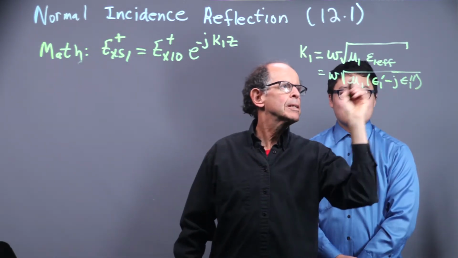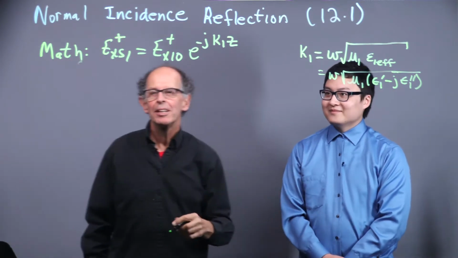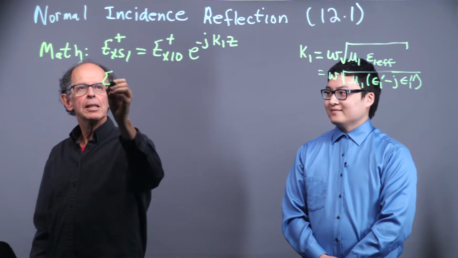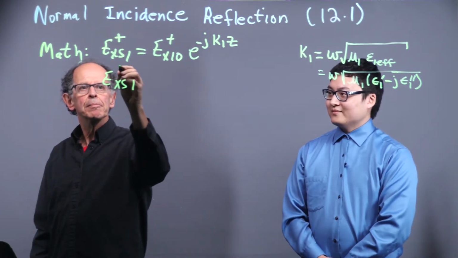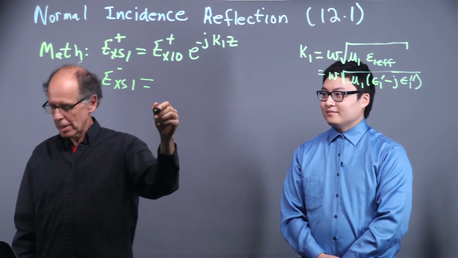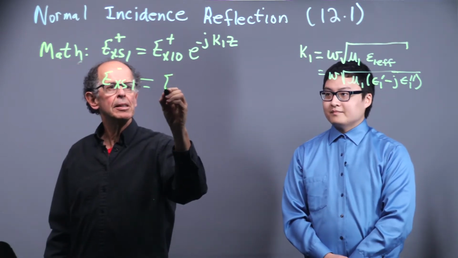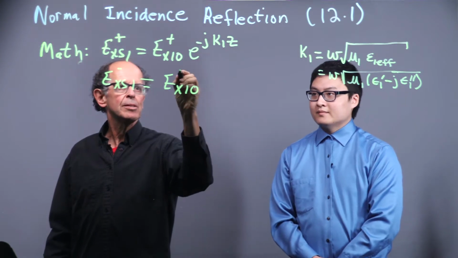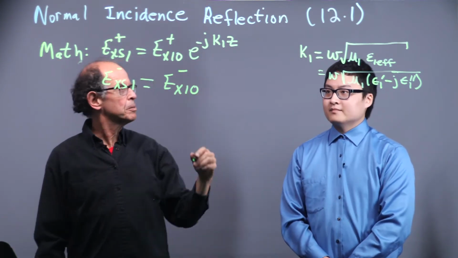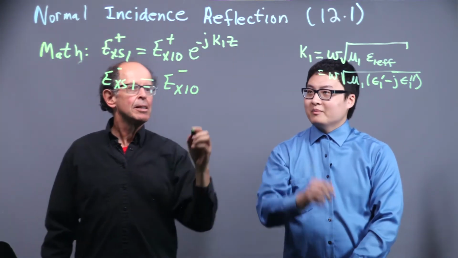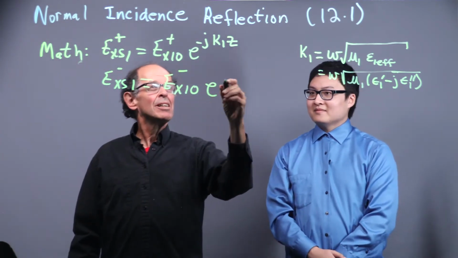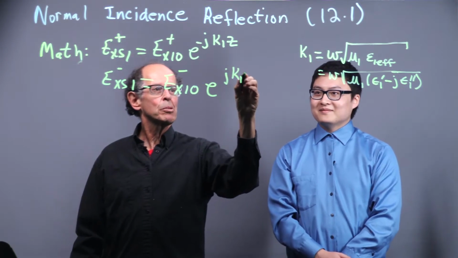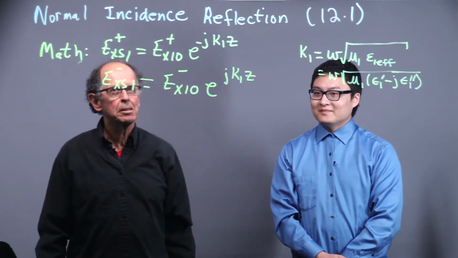That's a j. That's a j. That's a j. Good. Now, how about E_x^s1 minus? What's going to happen here is we're going to have E_x1, so it's in medium 1, and it's minus. What do I do next? Copy that term, exactly, with the sign flip. So I have less work to do because it's just going to be that.